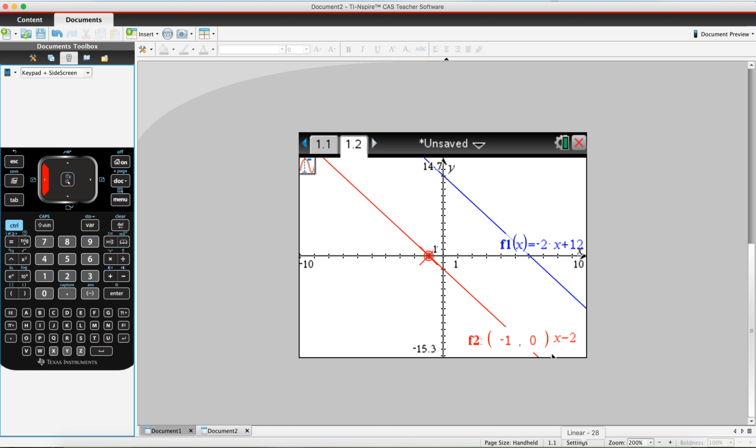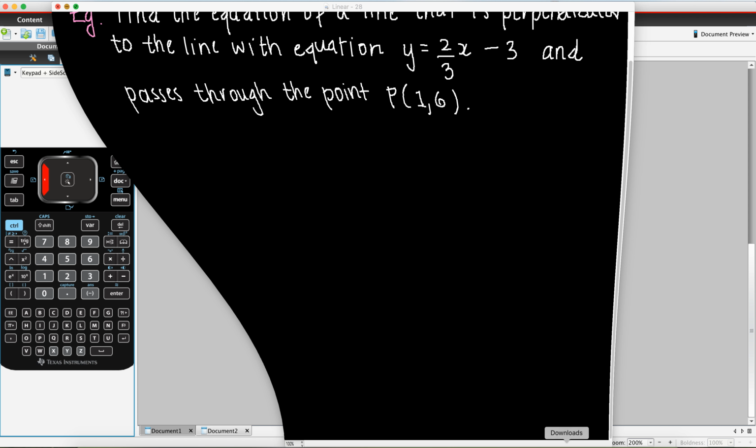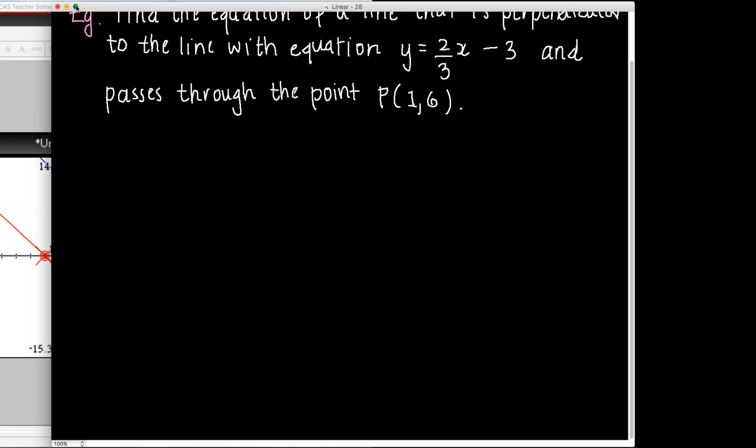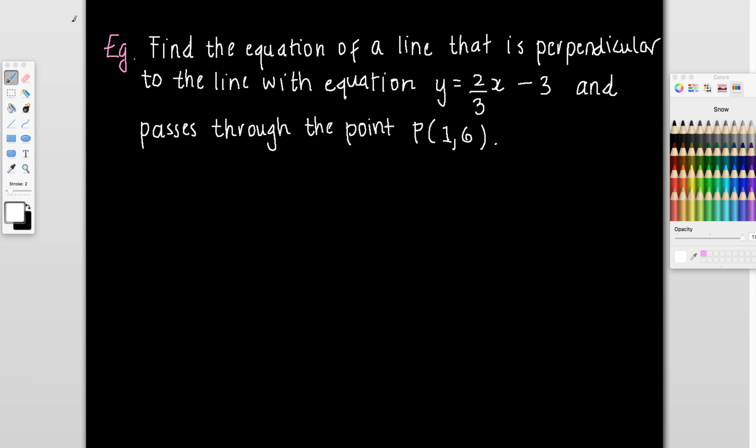I'm going to show you a different one now, and that's this one here. So it's getting a little bit more challenging, only because, again, we're not told the gradient all of the time, but we're told some information that will help us get the gradient. And in this one, we're finding a line that's perpendicular to this one here.